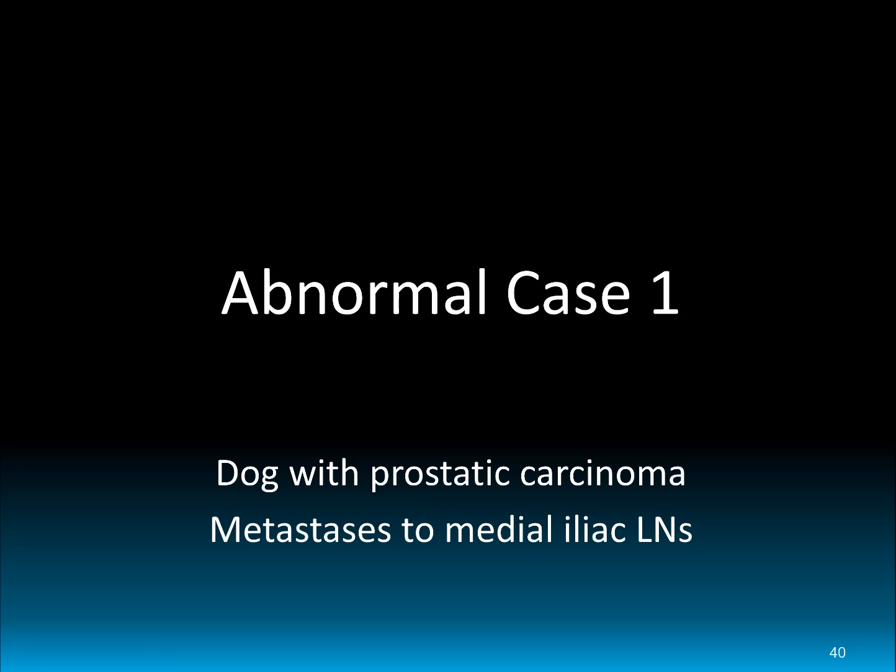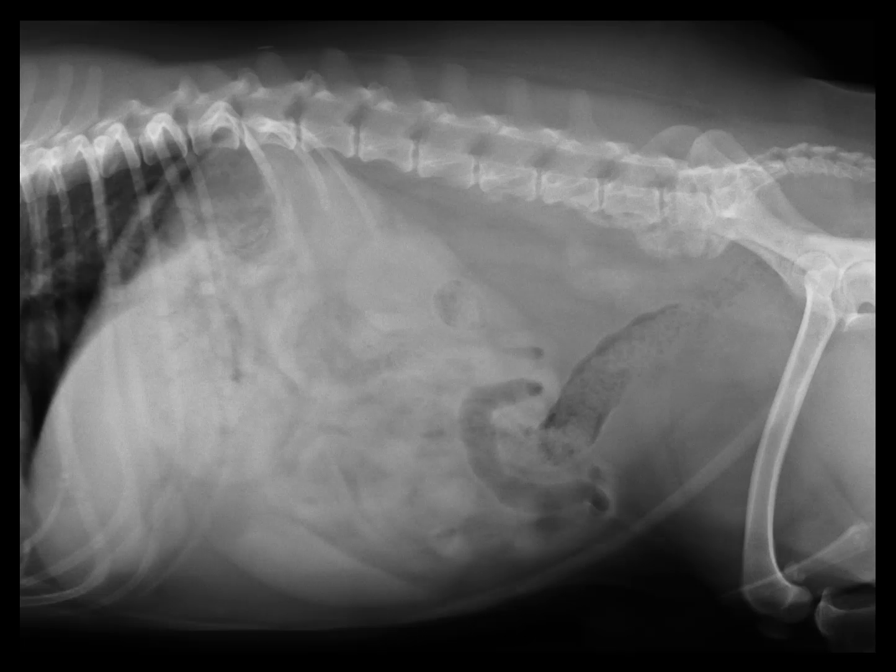So here's a dog with prostatic carcinoma, also has metastases to medial iliac lymph nodes. And what I see here is, for one thing, the cranial part of the descending colon is very ventrally displaced, but he's a pretty fat dog. So that may not be abnormal in this case. That might be all right.